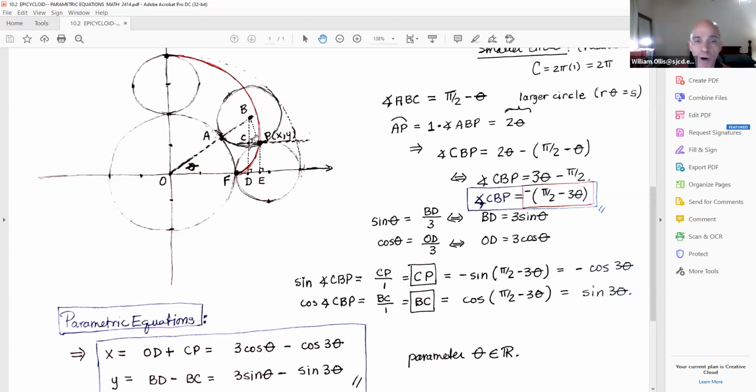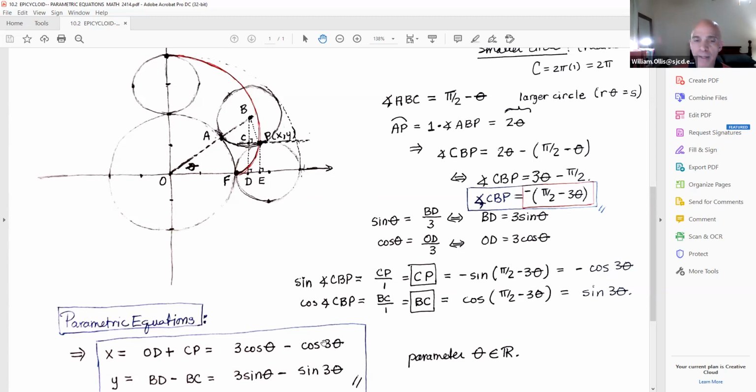So we have opposite over hypotenuse. So that's CP over 1, because this particular circle has radius 1. So we have CP is equal to the sine of angle CBP, but Merry Christmas, right? It's right there. Now we're thinking, okay, so that sine of this, well, good. This negative factor is because sine is what? An odd function. And this is the cofunction identity. Sine of pi over 2 minus 3 theta is just cosine of 3 theta by cofunction. So that's why I did that.